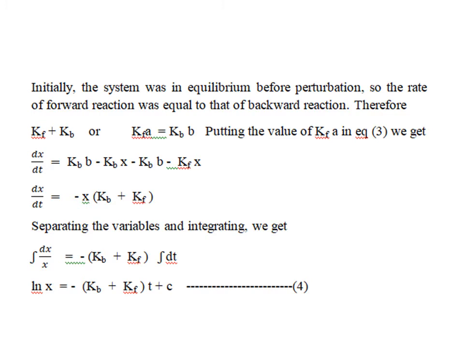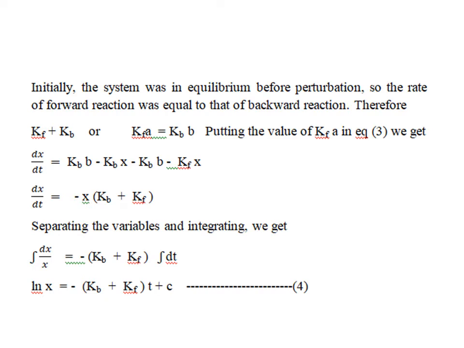Initially, the system was in equilibrium before perturbation, so the rate of forward reaction was equal to that of backward reaction. Therefore, Kf is equal to Kb. This is a typographical mistake: plus is written, but it is Kf equal to Kb, not plus. Or, putting the value, Kf into A is equal to Kb into B.